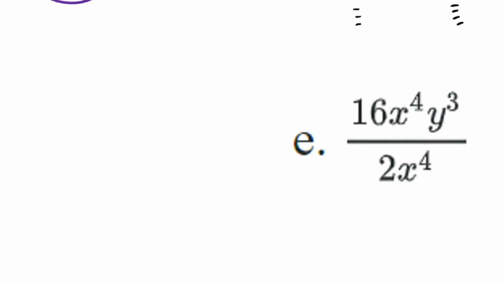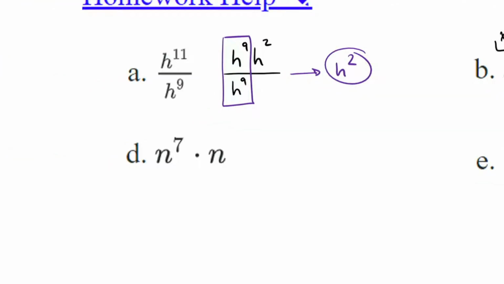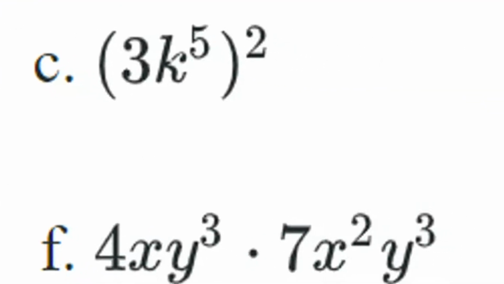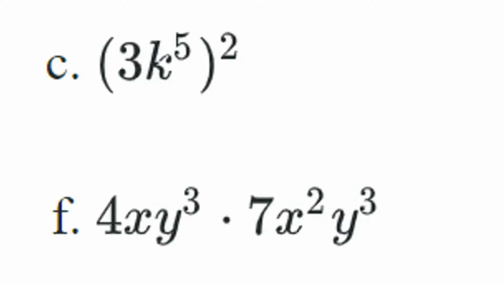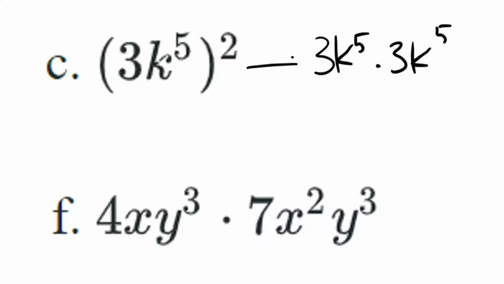Let's move on to C. Oh, there is a C over here. Here we go. You can see there are two collections of these factors, right? Remember the base number, the bottom number, tells me what I have, and the exponent tells me how many copies of it. So I can rewrite this as 3k to the 5th times another set of 3k to the 5th factors. So that's what that becomes.